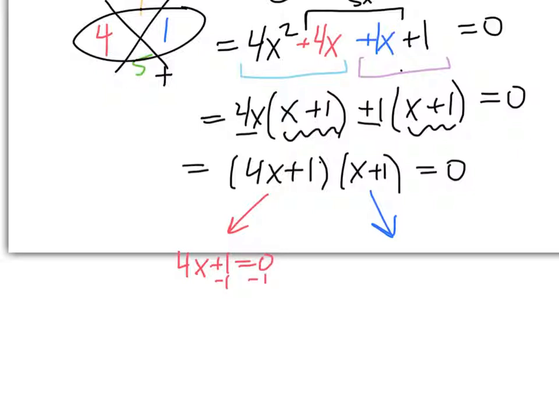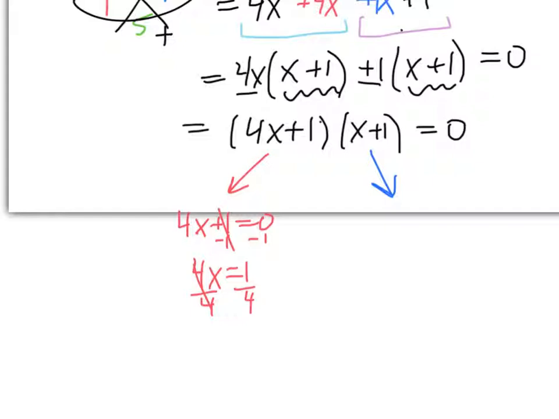Subtract 1, 4x equals 1. Divide by 4, divide by 4. X equals 1 over 4, and it's fine, it's a fraction, it's okay, we will live.